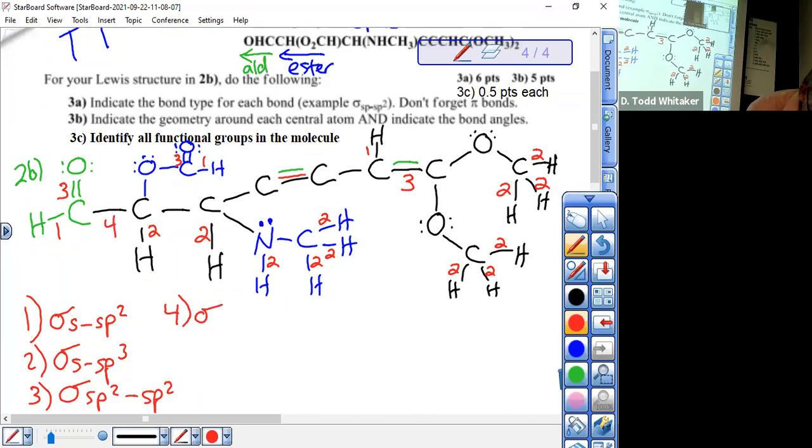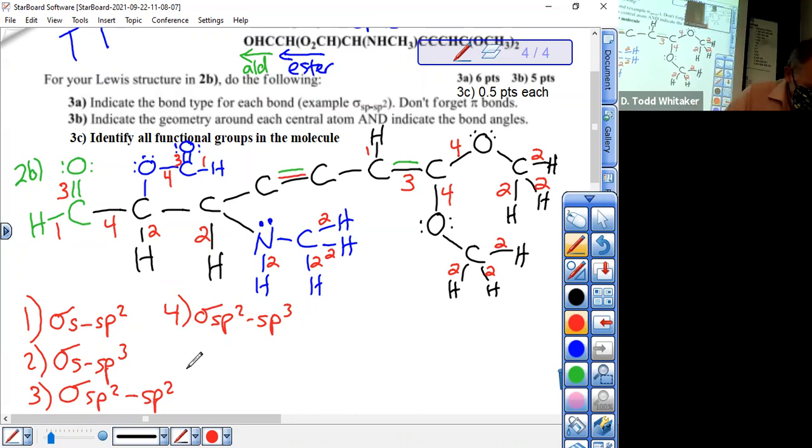sigma sp2 on the left. What is it on the right? sp3. Let's see. I think I have another one right. Yes, it's different looking, but it's really sp2 on the left, sp3 on the right, sp2 on the top, sp3 on the bottom. I think I got all the 4s. No, there's one more right here. Look at that. sp2 on the right, sp3 on the left, sp2, sp3. Doesn't matter left and right. So I got all my 4s.